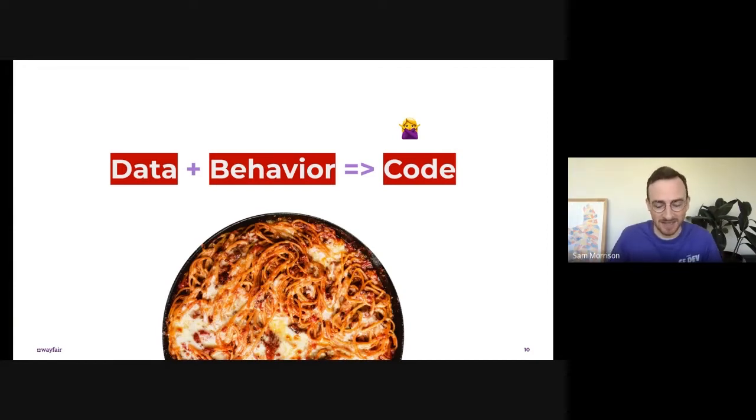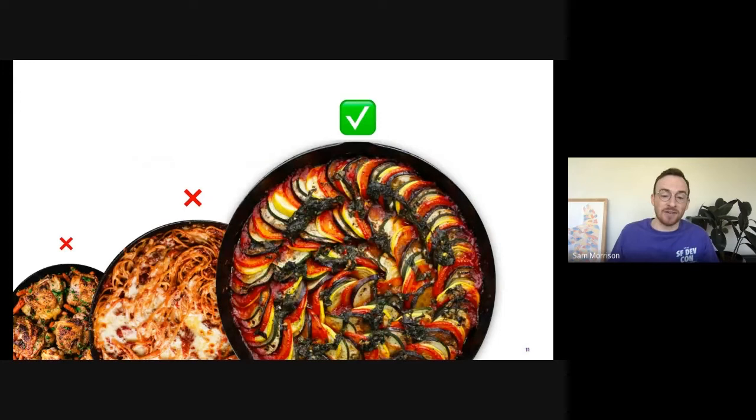Even though this is a really silly example, this happens all the time in code. In this example, if we don't specify our data and behavior correctly in code, there are a lot of other dishes that would be output by this code other than ratatouille. So how do we fix this?